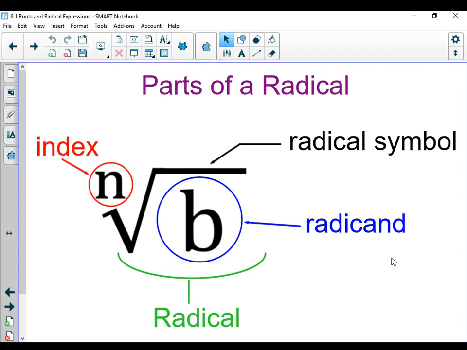Okay, you've got your radical symbol. You've got what's underneath the radical symbol. That is your radicand. And then you have the entire thing, which is the radical. So those are the definitions of those words I've been saying that you might have been wondering, what is that and where did that come from?